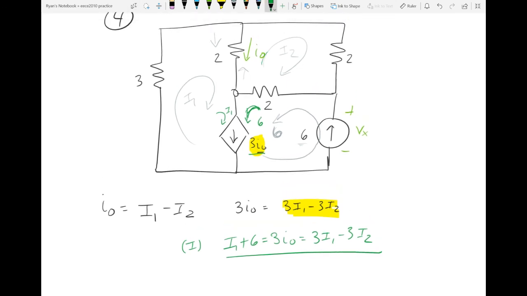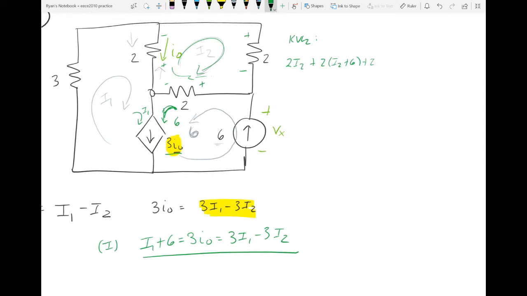Your second equation is just KVL for I2, because I2 doesn't have any current sources, and so KVL for I2 will be plus to minus, plus to minus, plus to minus. It will be 2I2 plus 2I2 plus 6, because both I2 and the 6 are going the same way, plus 2 times I2 is going up, I1 is coming down, and so that would be I2 minus I1 equals 0. That's equation 2.